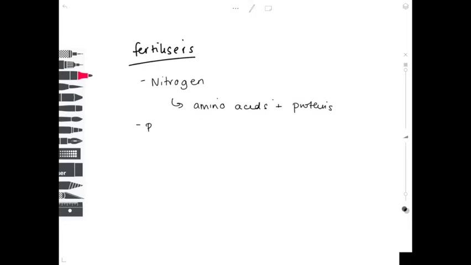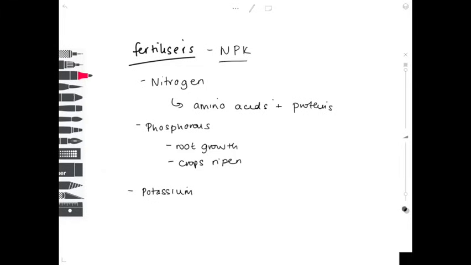Fertilisers also tend to contain a lot of phosphorus, which is needed in the healthy growing of roots and to help crops ripen. And then lastly, potassium. Now notice that lots of fertilisers are called NPK fertilisers, and we can see that the N stands for nitrogen, P stands for phosphorus, and K stands for potassium as per their symbols in the periodic table.